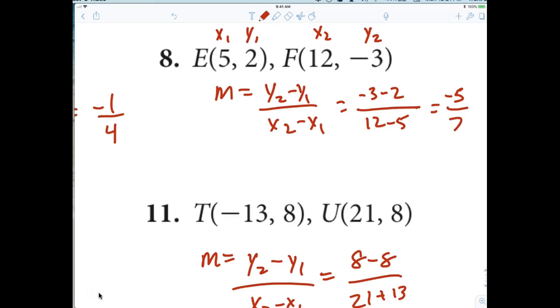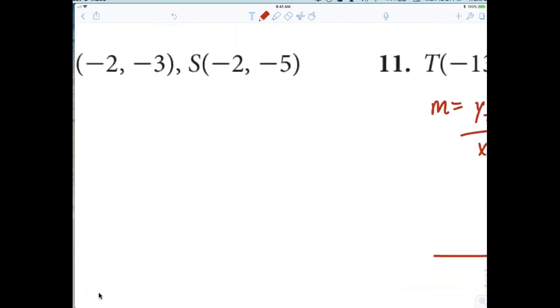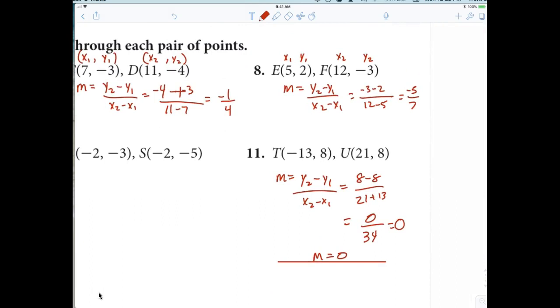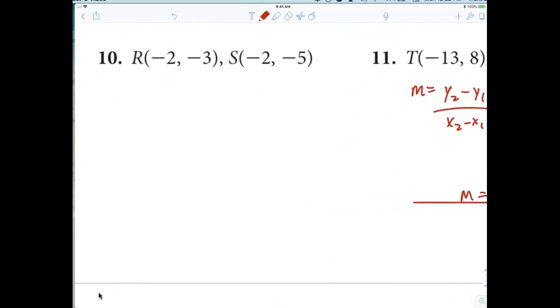All right, Allison. Help me out. Number 10. All right, number 10. Here we go. M equals y2 minus y1 over x2 minus x1. I'm listening.